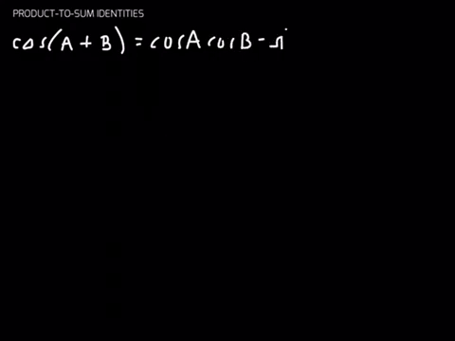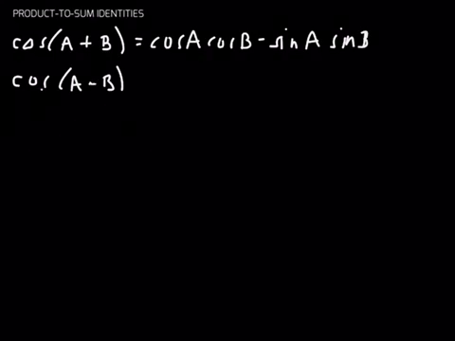Okay, so let's do this one. Imagine you have cosine of a plus b, and we know what that is equal to. It's equal to cosine of a times cosine of b minus sine of a sine of b, right? And then what if I asked you to add to that cosine of a minus b?